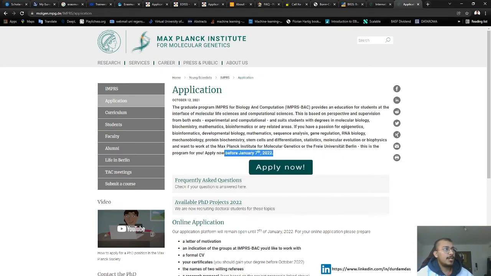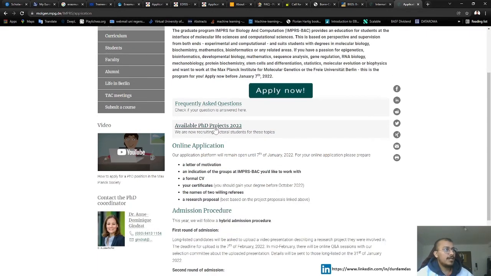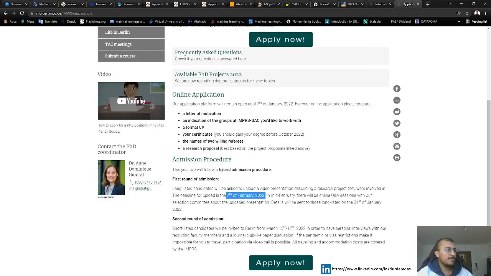So that's great. The current application portal is open up till 7th January 2022, and this is the Max-Planck Institute for Molecular Genetics. Here are the available PhD projects. What you need is a letter of motivation, an indication of which group you would like to work with, a formal CV, your certificates, it's pretty standard. The names of two willing referees. Now, whenever you get the reference letter from your referees, make sure you get it on the university or the institute letterhead. It's really important. I mentioned everything about the documents in one of my previous videos. And a research proposal. So 7th February 2022 is the deadline.